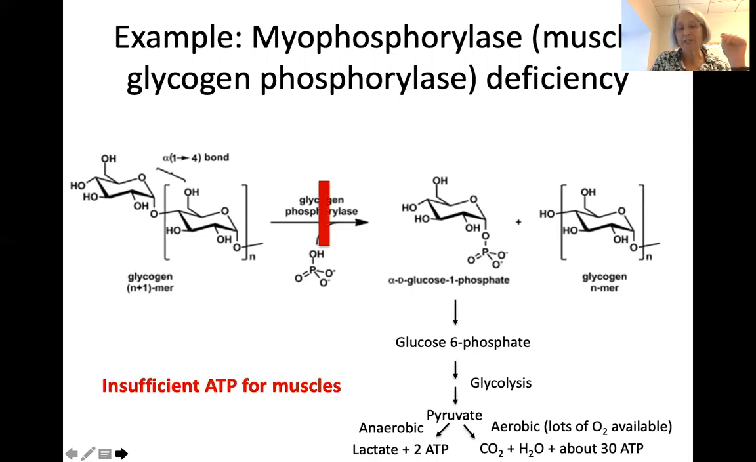So if there is a deficiency in glycogen phosphorylase, the problem is that we have insufficient ATP for muscles, particularly during quick bursts of energy. And that is the pathology that results: muscle weakness and soreness after exercise.